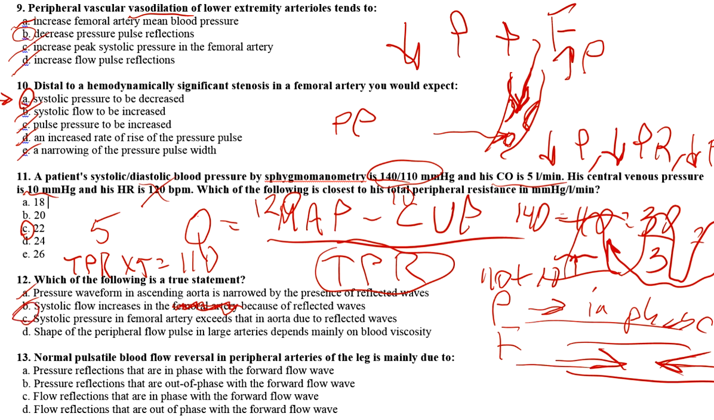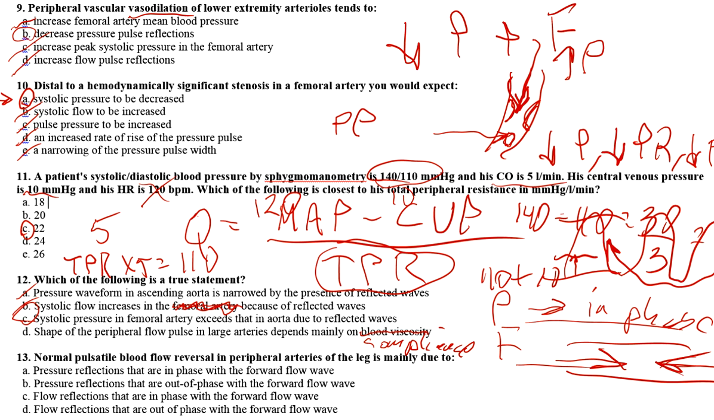D, let's just look at it anyway. Shape of peripheral flow pulse in large arteries depends mainly on blood viscosity. I would say that this is incorrect. If you put compliance, that would probably be what would make this a true statement. That's a good way to take tests: if there's a better word there, that's how you can rule out that answer.